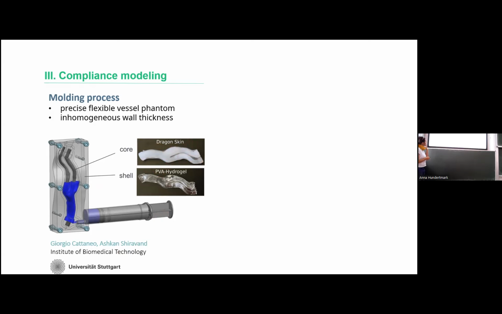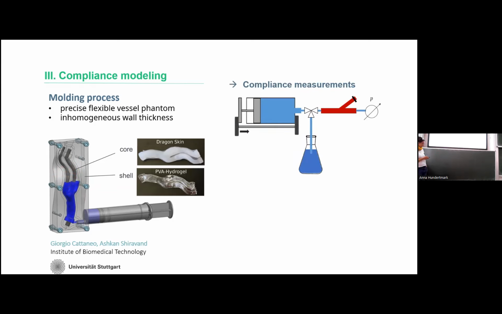The wall was thicker because of construction or fabrication reasons and so on. And they call it molding process, which is a special technology in order to fabricate precise vessel phantom with inhomogeneous wall thickness. So this is not 3D printing, okay? I wanted to highlight that.